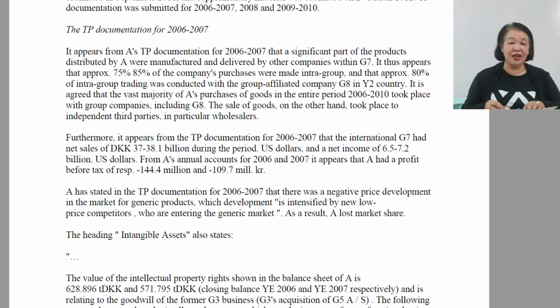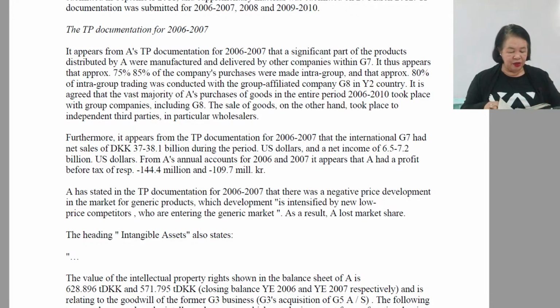A has stated in the transfer pricing documentation, yan na yung sabi ko sa inyo, that the transfer pricing documentation will be used, no? For 2006-2007, that there was a negative price development in the market for generic products, no? Okay. So, which development is intensified by the new low-price competitors who are entering the generic market. As a result, A lost market share.